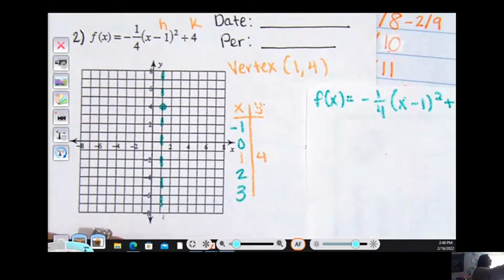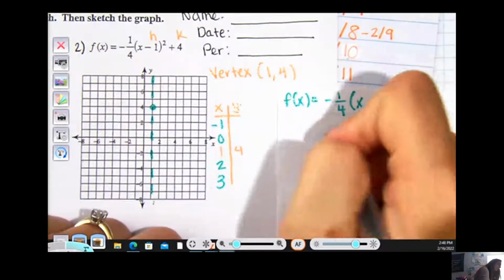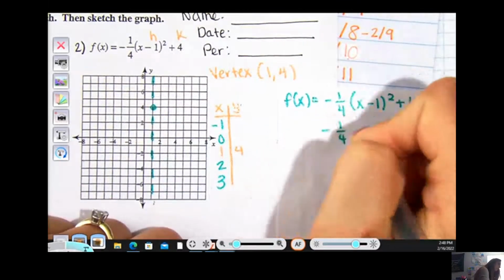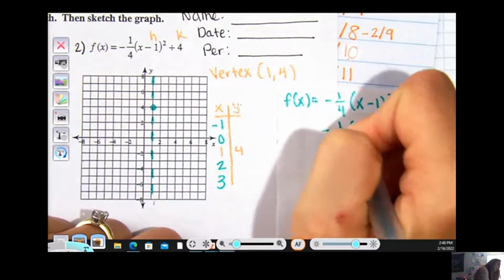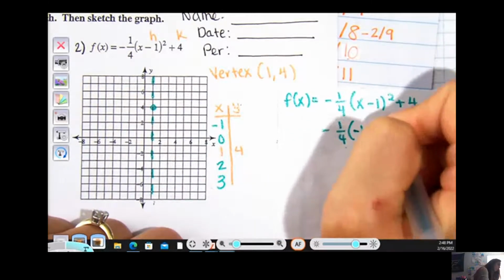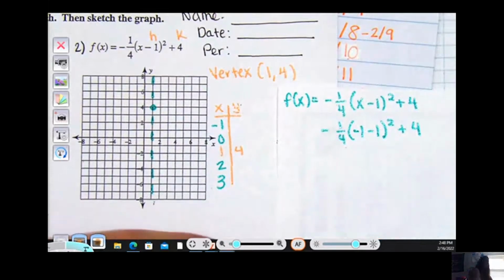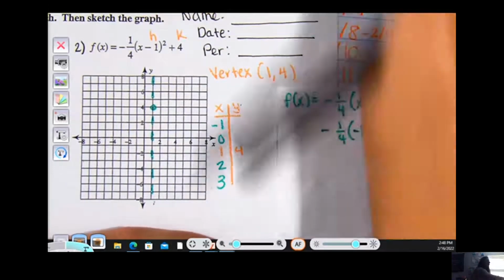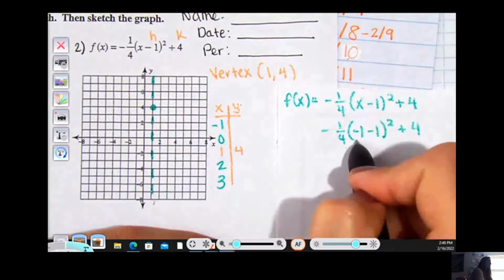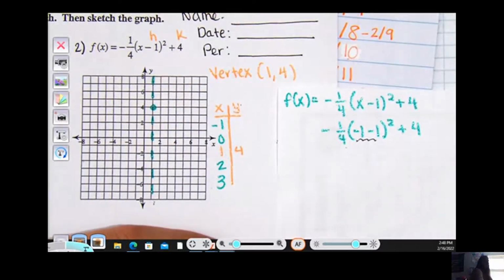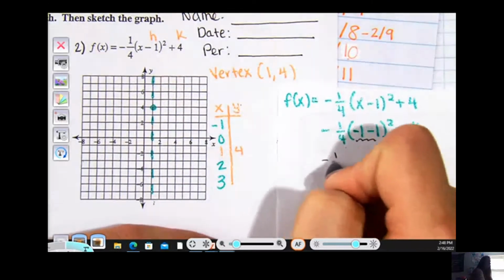So what am I plugging in? Negative 1? Oh, this is going to be nice. Oh, no, it's not. Well, kind of. It's a little nice. So I have negative 1 minus 1 squared plus 4. So what am I going to simplify first? PEMDAS for life. The parentheses. So what's negative 1? Take away 1. Negative 2.